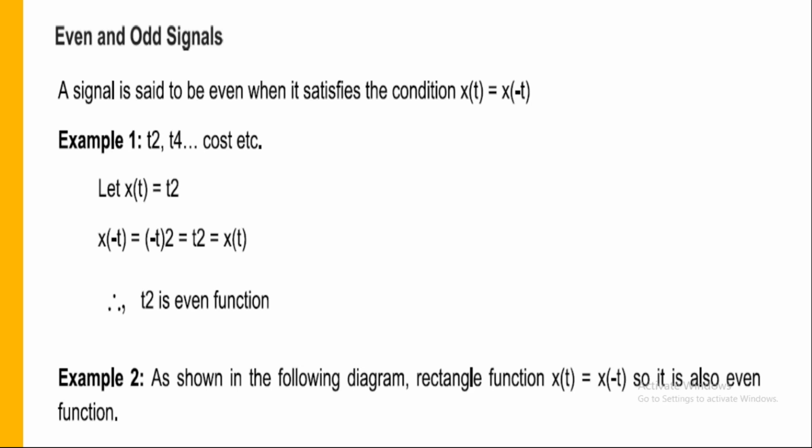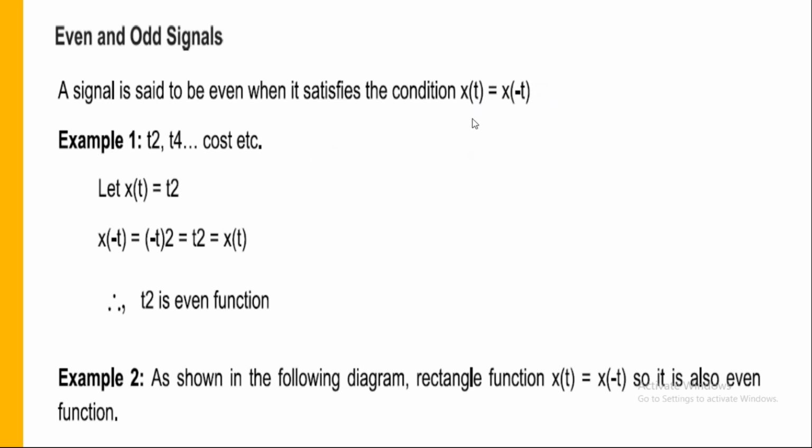The same way, a signal is said to be an even one if it satisfies the condition x of t equal to x of minus t. What does that mean? Even if you change the time interval, x of t equals x of minus t. Such signals you can call even signals.